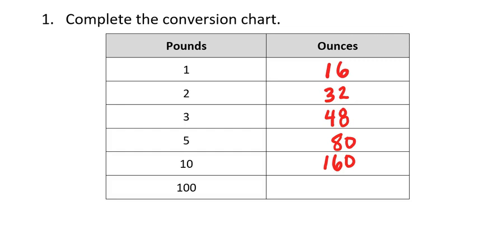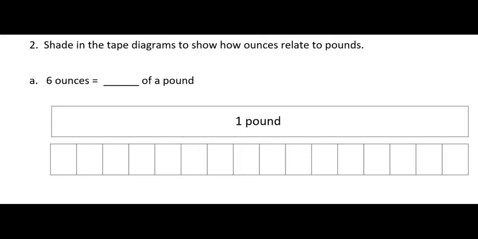And then 16 times 100 pounds, well, 16 times 100 is the same thing as 16 times 10 times another 10. So that would be 1,600 ounces in 100 pounds. The next step is to relate those measurements to fractions.